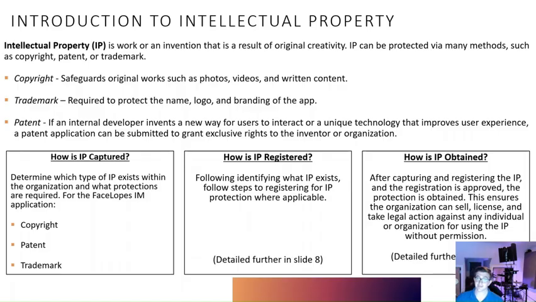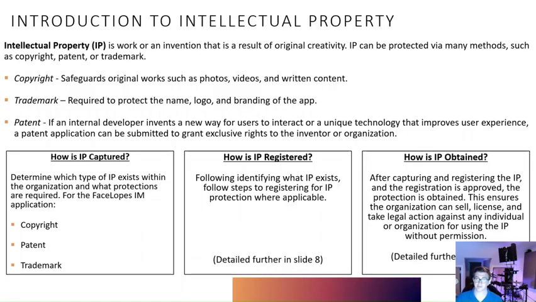Now, how is IP exactly captured? Well, it's first important to determine which type of IP exists within the organization and what protections are required for it. For the FaceLopes instant messaging application, we require a copyright, a patent, and a trademark.